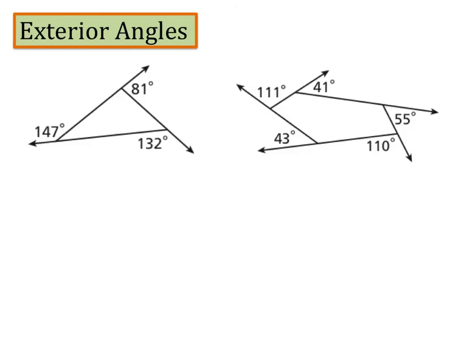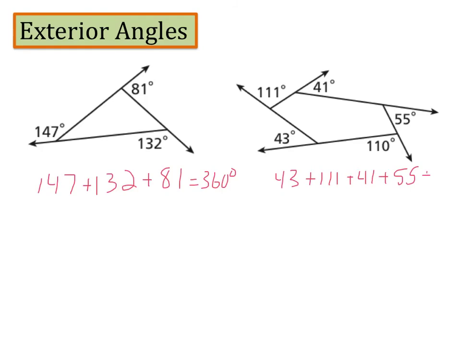Now, to discover what the property is of the exterior angles of a polygon, the first thing I want to do is just add them and see what happens. So if I add 147 to 132 to 81, my answer is 360. Now if I add the exterior angles of this figure, 43 plus 111 plus 41 plus 55 plus 110, guess what? 360 degrees.